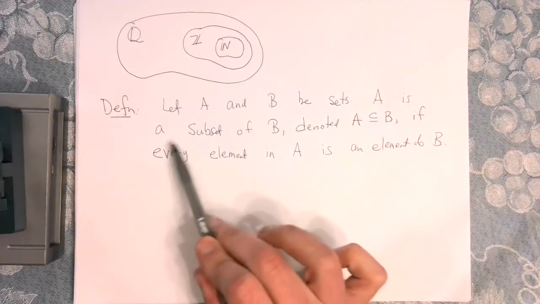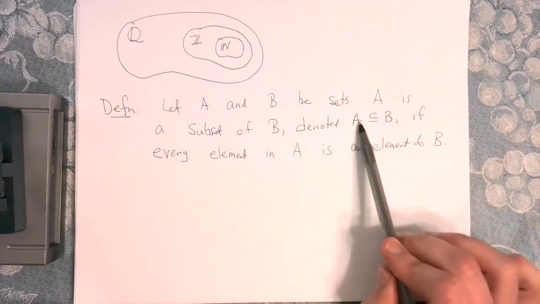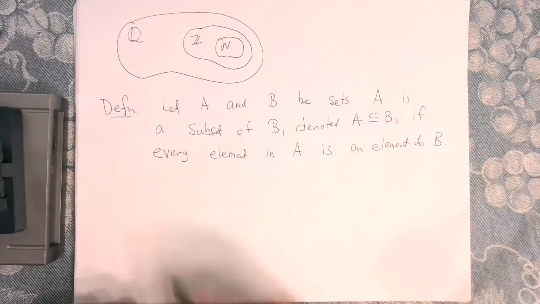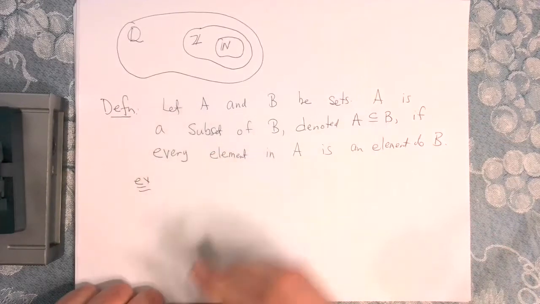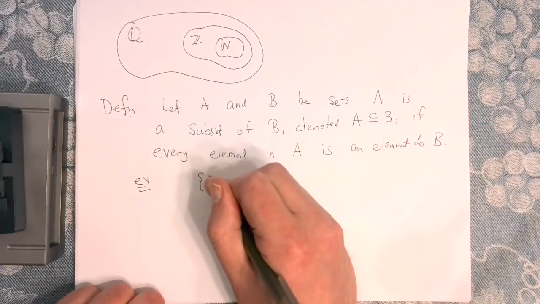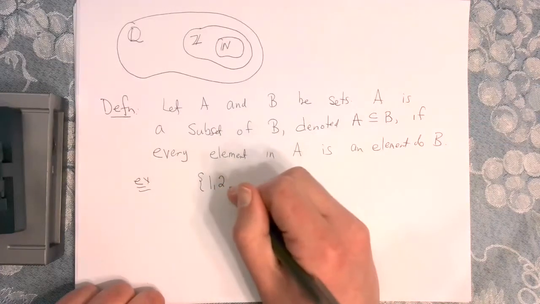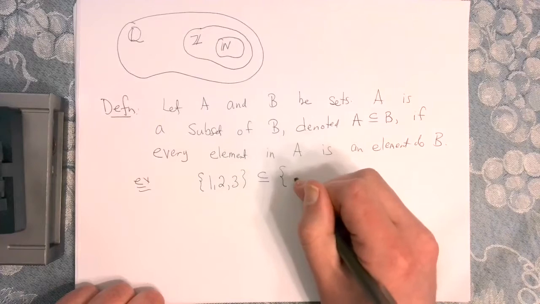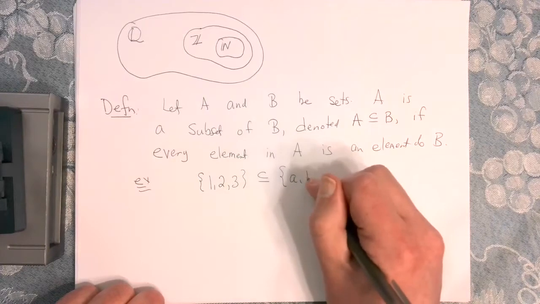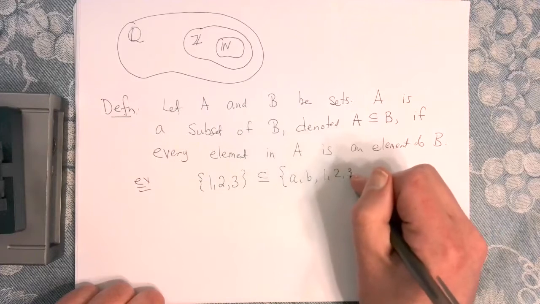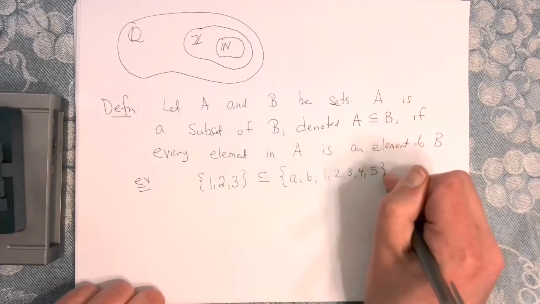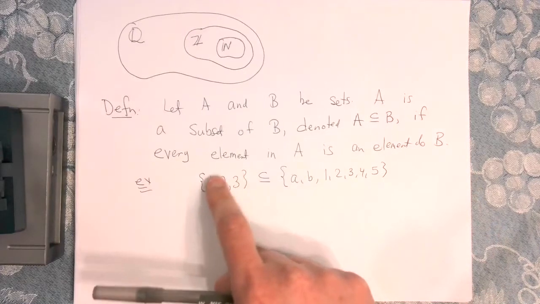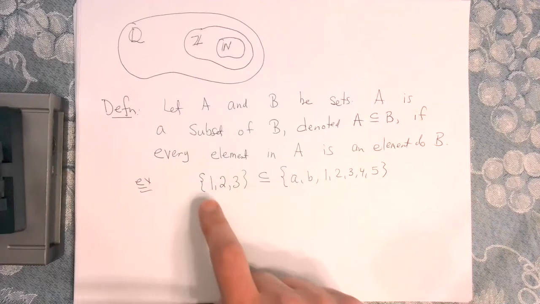So this word turns out to be incredibly important. In order for A to be a subset of B, every single member of A has to be a member of B. So just as a little example, I could say that the set containing 1, 2, 3 is a subset of the set containing 1, 2, 3, 4, 5. How do I know that this set is a subset of this set? Because every element in this set is an element of this set.